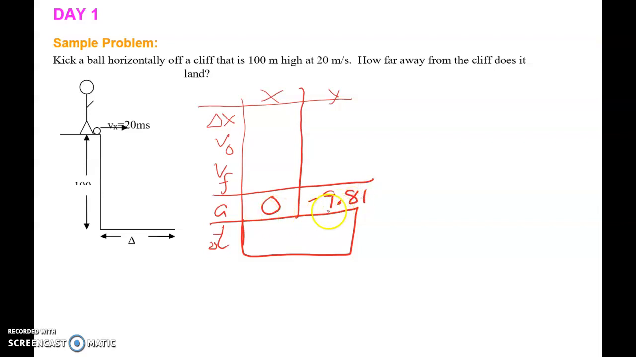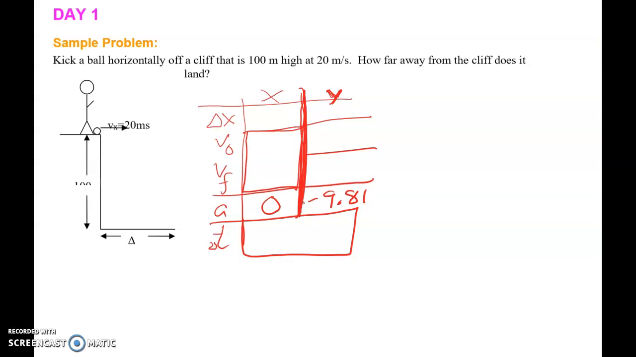So gravity is negative 9.81 in the y direction, right? It does not act in the horizontal direction. So therefore, I get a change in velocity in the y, but a constant velocity in the x direction. So it kind of creates this separation of equations, separation of directions.